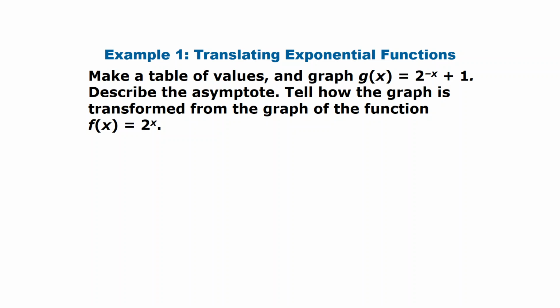Let's try an example. It says, make a table of values and graph g of x equals 2 to the -x plus 1. Describe the asymptote and tell how the graph is transformed from the graph of the function f of x equals 2 to the x, which is, by the way, the parent function for an exponential. 3 to the x could also be used as the parent function too, just for your information. Okay, so let's talk about what we need to do.